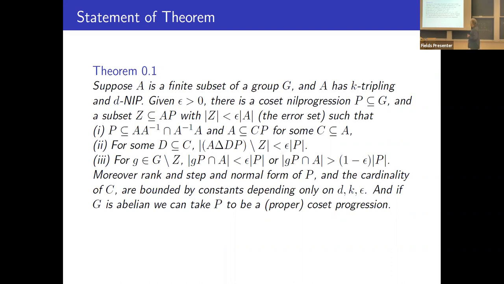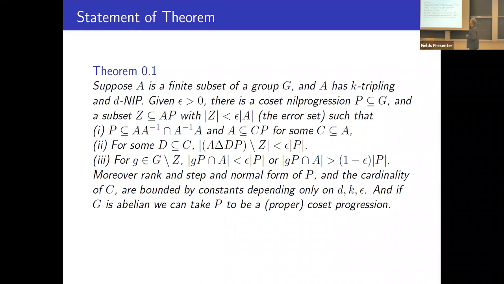Such that, first of all, P is contained in A times A to the minus one, together with A minus one times A. And A is also contained in a bounded number of left translates. A is contained in, yes, it's right, A is contained in C times P for some C contained in A. What it means is that A is contained in some finite number of left translates of P, by the elements of C.